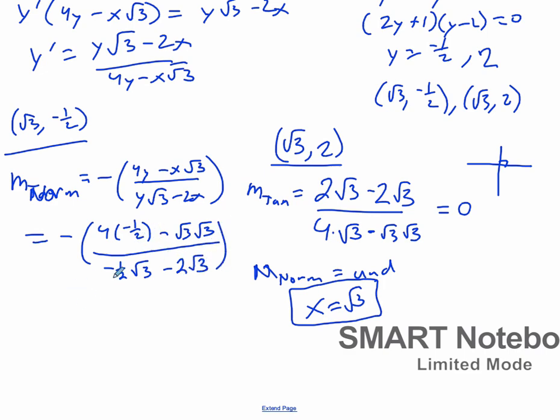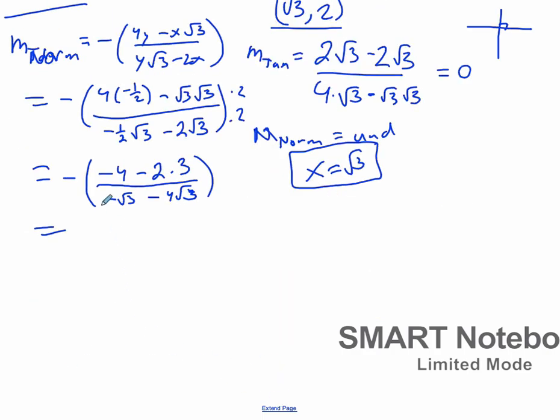Okay, to get rid of this half, I'm going to multiply numerator and denominator by 2. Then we're going to have this 2 and this one cancels. We're going to have negative 4 minus 2 times, that's just 3. And in the denominator, we're going to have negative root 3 minus 4 root 3. Now all of these terms here are negative, so actually I can change them all to positive. It's going to be 4 plus 6 is 10, and it's going to be 1 plus 4 is 5. So the slope is actually negative 2 over root 3.